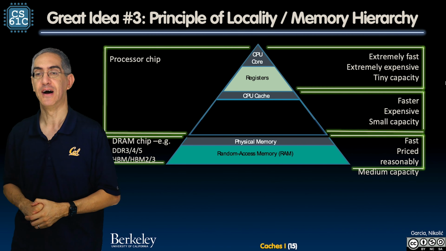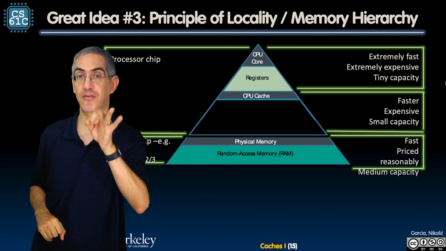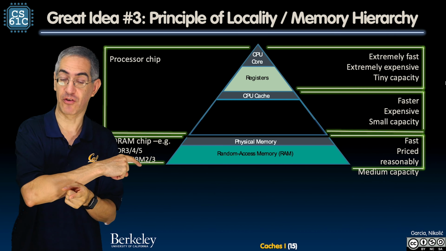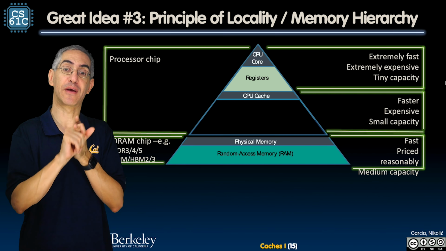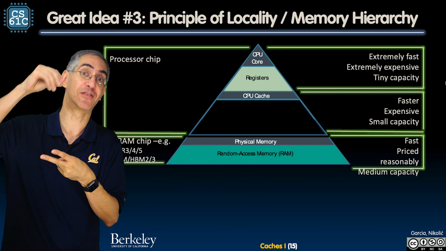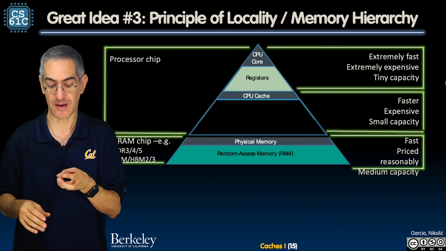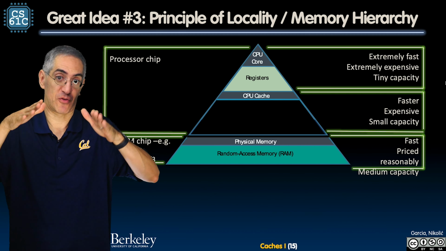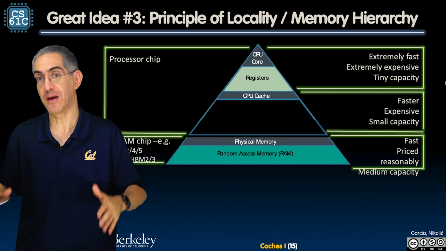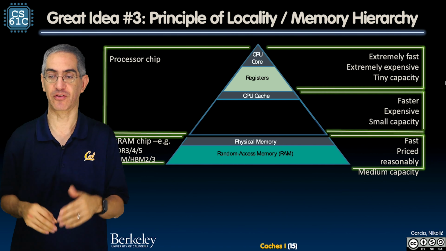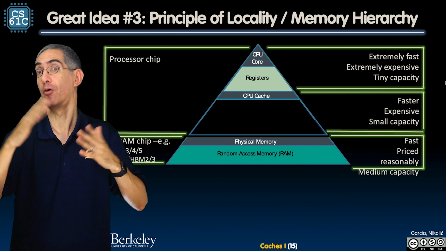It's really interesting. Of the three parameters, it is faster than memory, but slower than registers. It is more expensive than memory, but less expensive than registers, same thing. And it's smaller than memory, but larger than the registers above it. So it fits right in the middle of all three parameters.